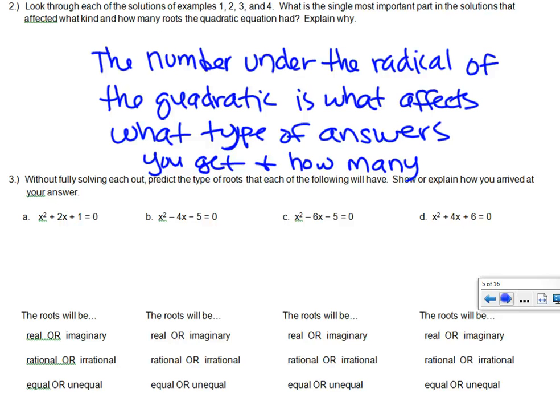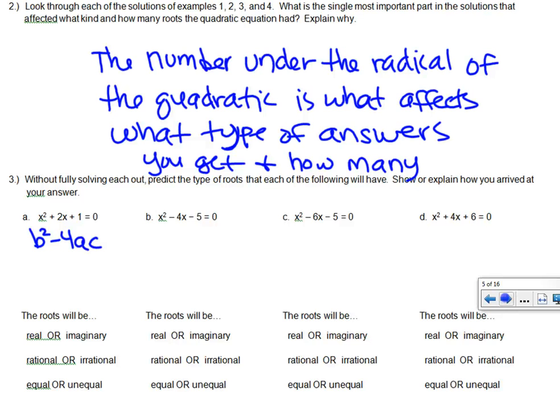It's a good idea beforehand to get an understanding of what type of answers you're going to have. So on problem 3A, I want to know what type of answers I will expect from that quadratic. All I need to know is what's the number that's going to be under the radical in the quadratic formula. Now that part of the quadratic formula is the b squared minus 4ac. That's the stuff under the radical in the quadratic formula. So if I fill this in, I can see what type of number I get.